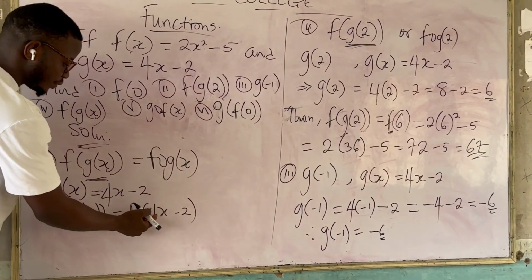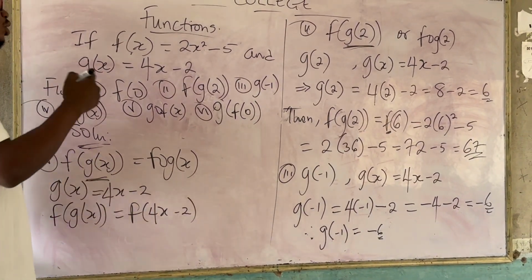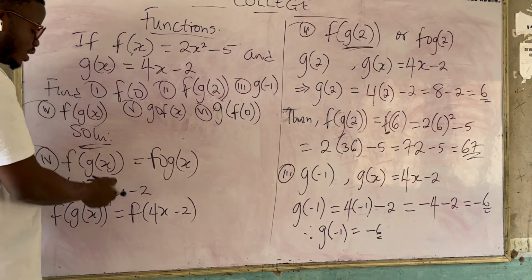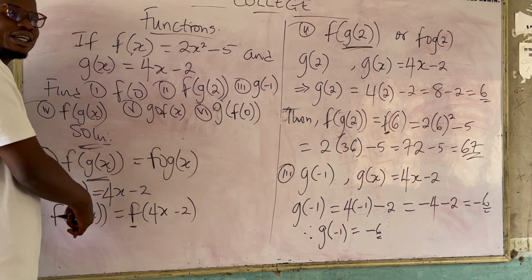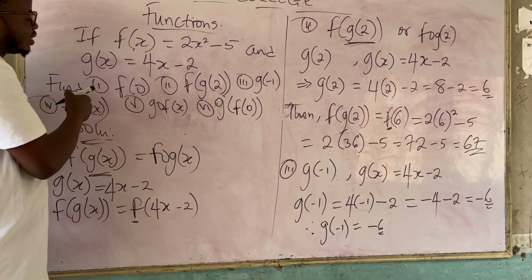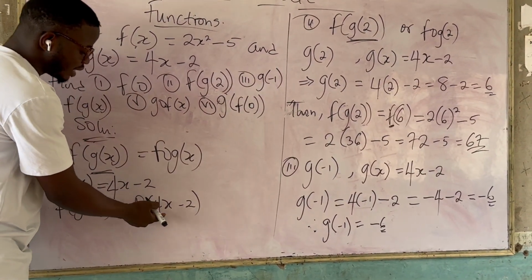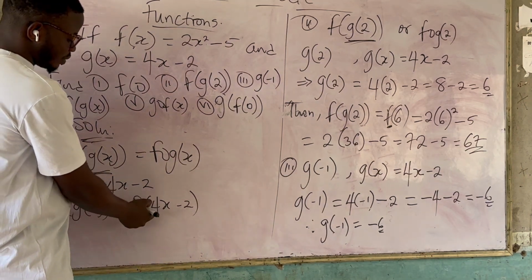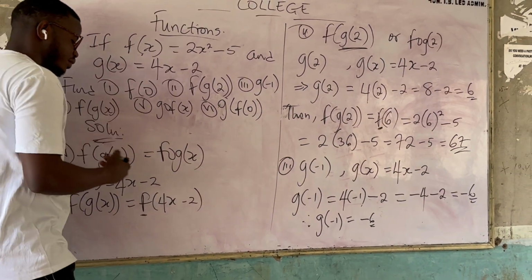And record that g of x is 4x minus 2. So that will now take us back to the question itself. So here we have f standing outside there, so that means we'll go back to f of x. Whenever we see x in f of x, we change it to what? 4x minus 2. We're going to use 4x minus 2 to replace x in f of x.